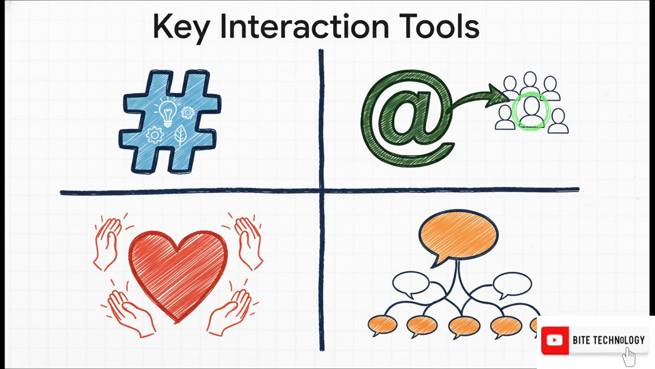So, if tweets are the building blocks, these are the tools you use to build with them. Think of them as the verbs of X. Hashtags let you sort tweets into different topic buckets. Mentions are like tapping someone on the shoulder to get their attention. Likes are a quick nod of approval. And replies, that's where the real back and forth happens, turning one tweet into a whole conversation thread.